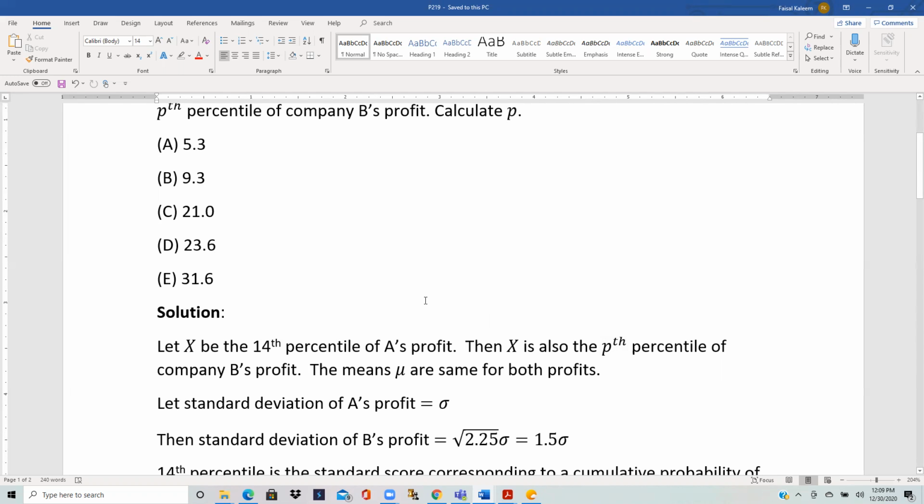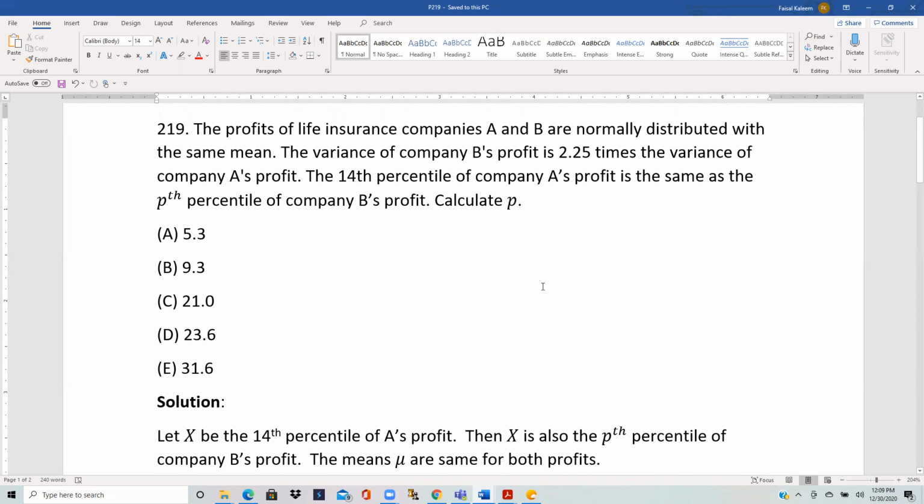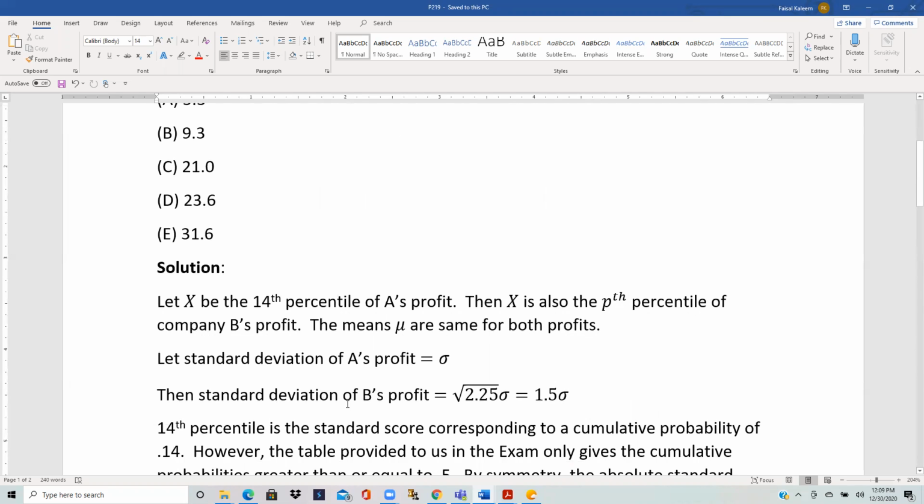So the variance of B is 2.25 times the variance of A. So that means the standard deviation of B will be square root 2.25 times the standard deviation of A. So if the standard deviation of A is sigma, then the standard deviation of B will be 1.5 sigma.